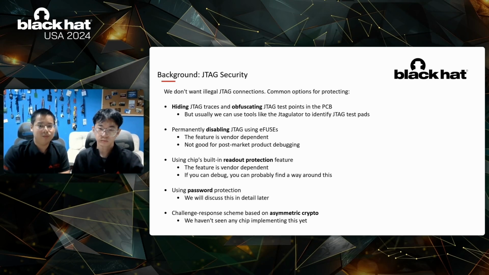A lot of automotive parts conceal the debug signal traces in inner layer of copper on the PCB, and they scatter the test pads instead of using a connector. But this is not good enough. With specialized tools like a JTAGulator, which, by the way, is open source hardware, an experienced person can easily identify the JTAG ports.